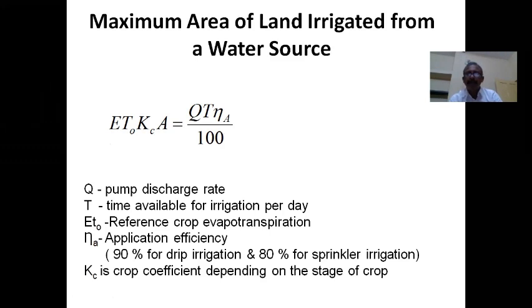The same formula can also be used for drip irrigation. For a drip irrigation system, the application efficiency is normally used as 90%. And for sprinkler irrigation, I said it is taken as 80%, because design is made in such a way. It is 80 and 90%, and that is what is recommended by Government of India and international guidelines also.